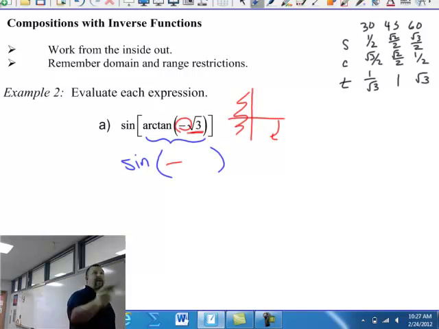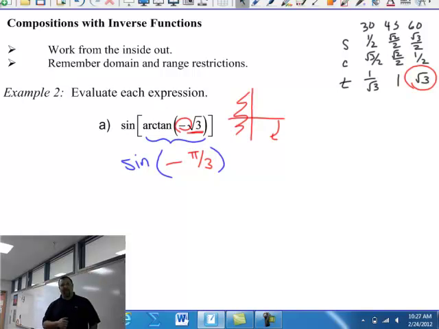Okay, the square root of 3, I go over here, look at my chart. There's the square root of 3. Again, it's 60 degrees. Go pi over... 3. By now, you should all know that that's pi over 3. And now we simply have to take the sine of negative pi over 3. Okay. Well, now we're back to the first half of chapter 4.